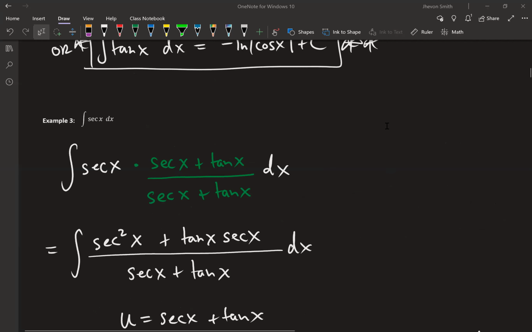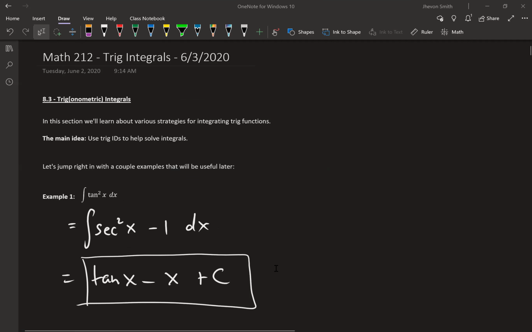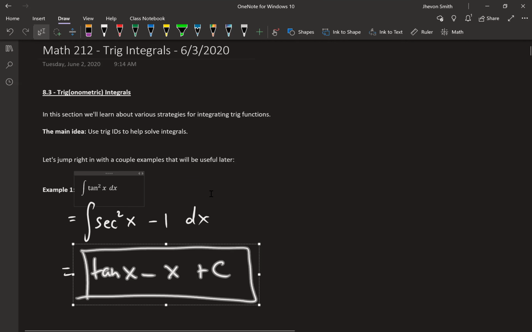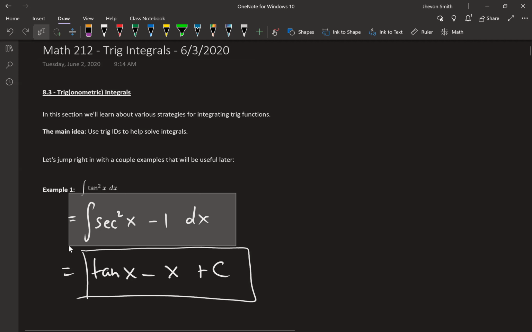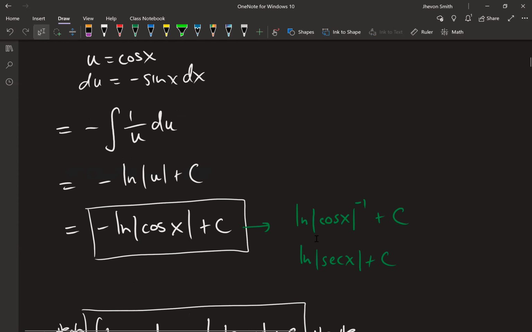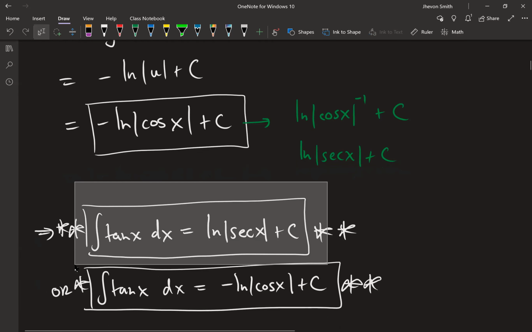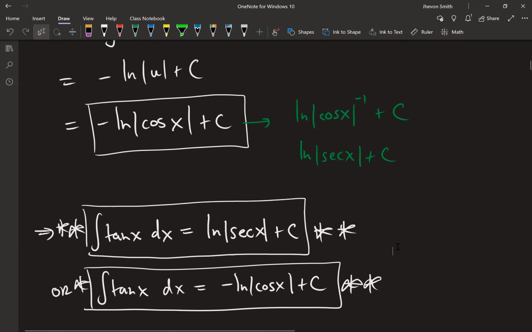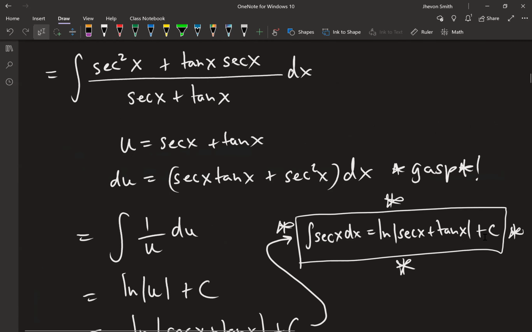Now, most of these integrals, like the integral of tangent squared, aren't really something that I would say you should memorize as a basic rule, because it simplifies to basic rules that you already have memorized. But you definitely want to memorize the integral of tangent. You need to know that. Either version of this answer that you memorize is fine. And you definitely want to memorize the integral of secant.